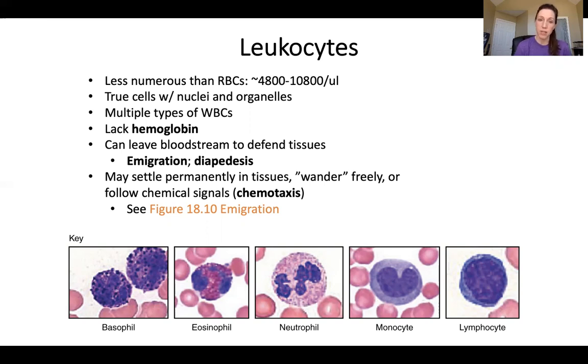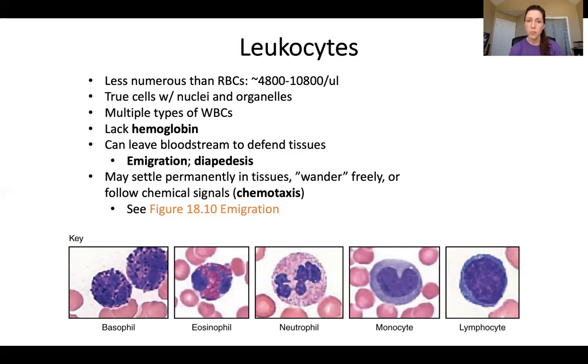So they're going to leave the bloodstream to head towards areas of the body that might be injured or infected to participate in that fight, in that immune fight. So you can hear that described as emigration or diapedesis, and they both mean pretty much the same thing. It just means leaving the vessels and entering into tissues to participate in defense.